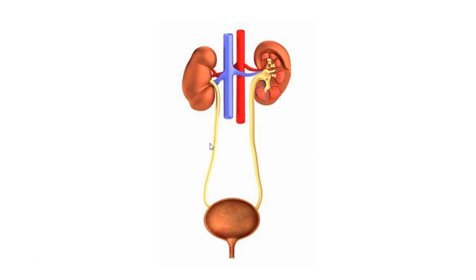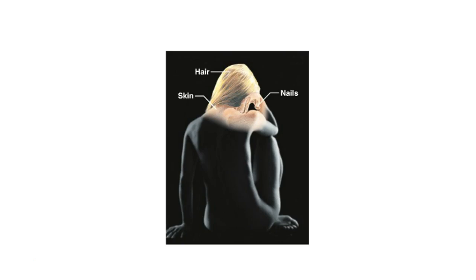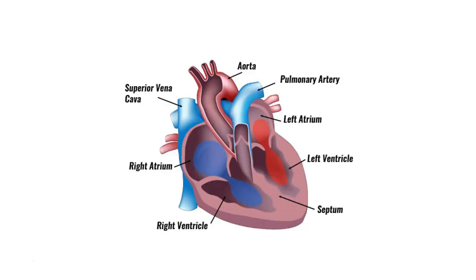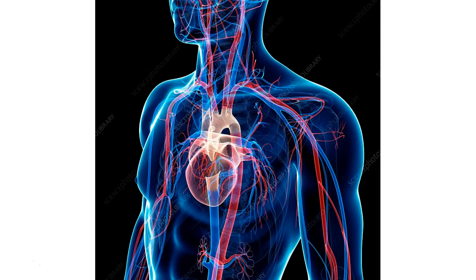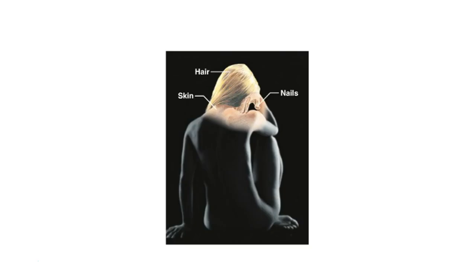So, okay. Skin, hair, and nails. That's the integumentary system, right? And it's mainly for protection. Oh, shoot, I left something out. Anyway, I have a picture of a thumbnail somewhere in here, unless I accidentally deleted it. But anyway, skin, hair, and nails. That's the integumentary system. And like I said, it's mostly for protection.